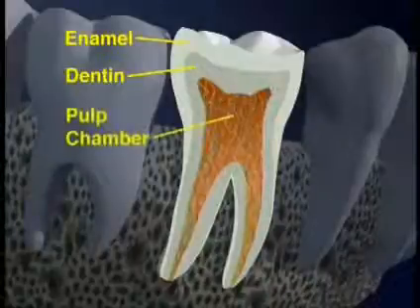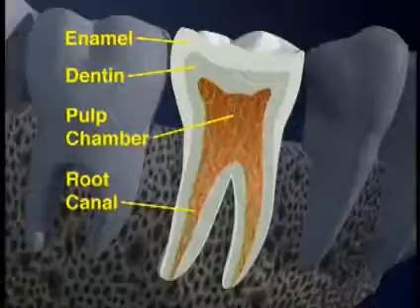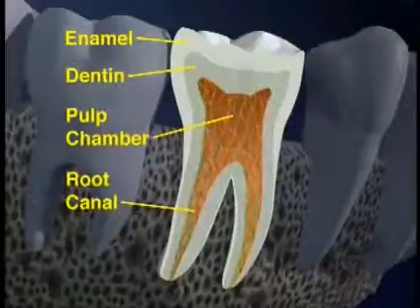The tooth pulp is a soft tissue made up of nerves, arteries, and veins. The pulp extends from the pulp chamber down through a narrow channel, which is the root canal, all the way to the tip of the root.